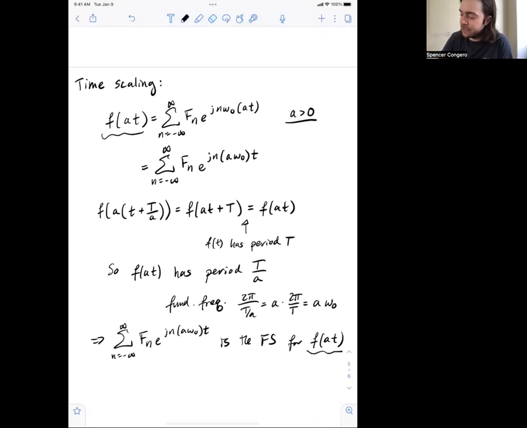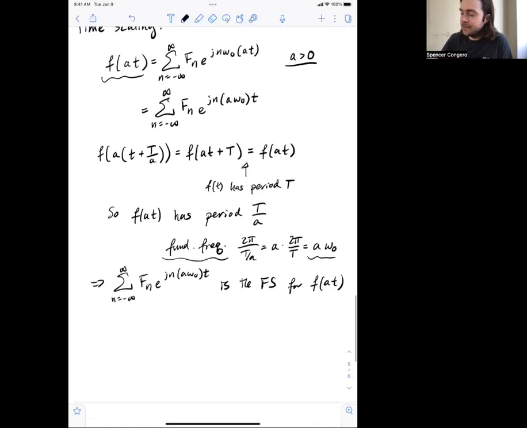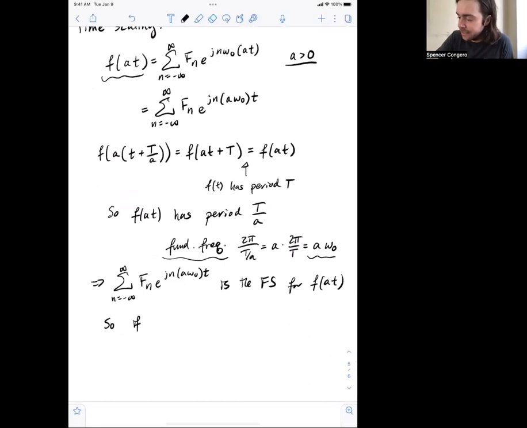And omega naught for this function, you can see the fundamental frequency for that function is a times the fundamental frequency for f of t. And so that means that these f sub n's are actually the Fourier series coefficients for f of at. And this is a little weird the first time you see it, maybe. Let me just write it down. So if f of t has Fourier series coefficients f sub n, then f of at, a is positive, has Fourier series coefficients that are what? Actually, f sub n as well.